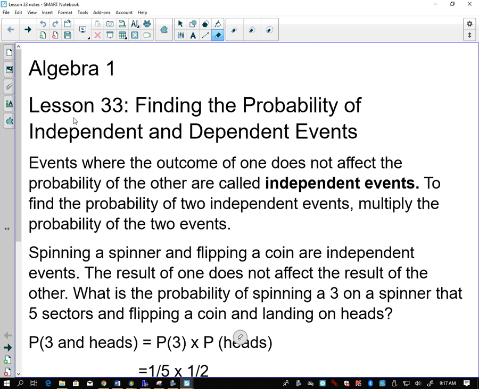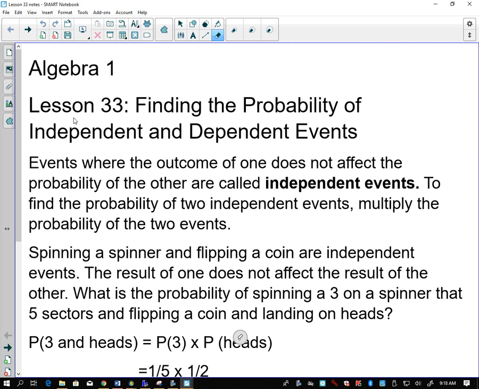But independent events would be if I had Jeremy pick a card, look at it, put it back in the deck, shuffled it, came over to Mia, said, now you pick a card. Her probability of getting Jeremy's card is the same as the probability of Jeremy getting Jeremy's card, right? Because he put it back in the deck. She can pick any card out of the deck from anywhere. So those are independent events. Do we understand how that works? Okay. So spinning a spinner and flipping a coin are independent events. One does not affect the other. The results of one doesn't affect the result of the other.